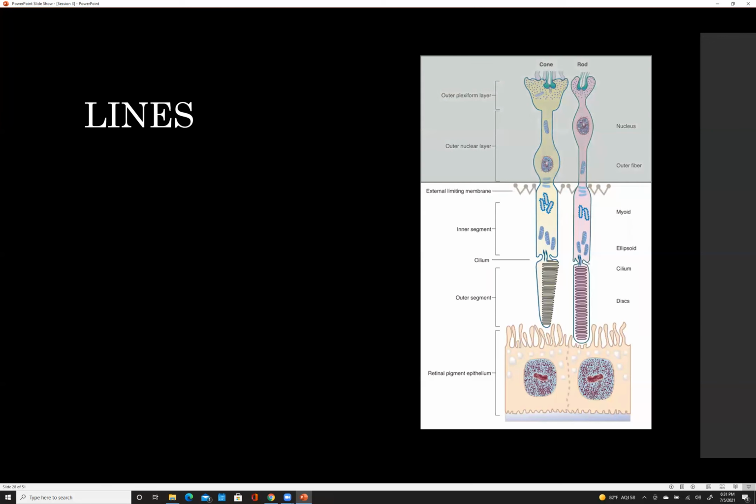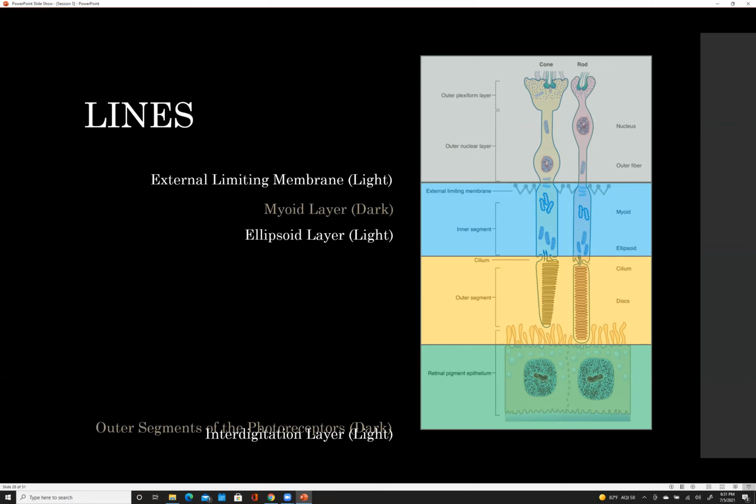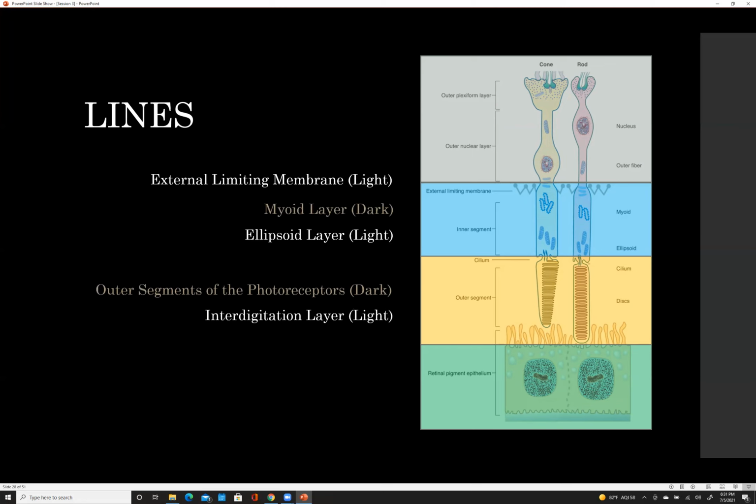So if we go through it again, here we go. Here's the external limiting membrane, light. Here are the two inner segments, dark and light, the myoid. Here's the outer segments of the photoreceptor, which gets its own layer again, and then the interdigitation layer, light, and then you get your RPE-Bruch's complex, light.